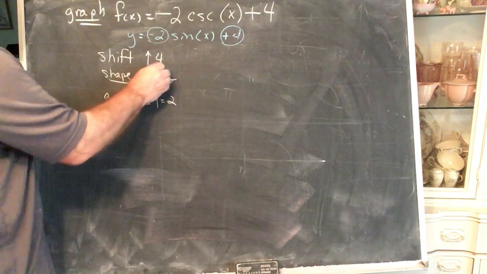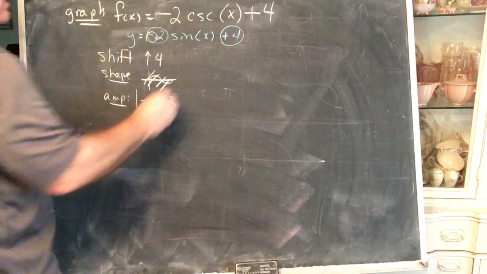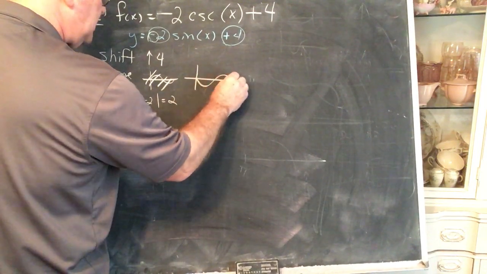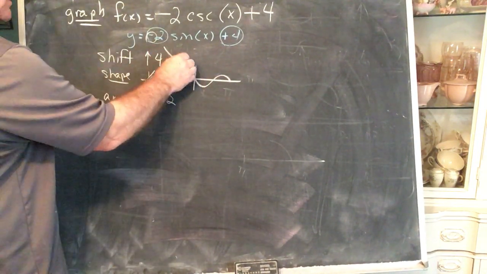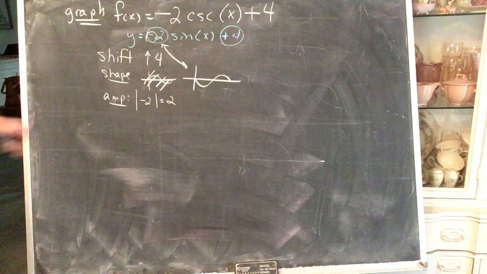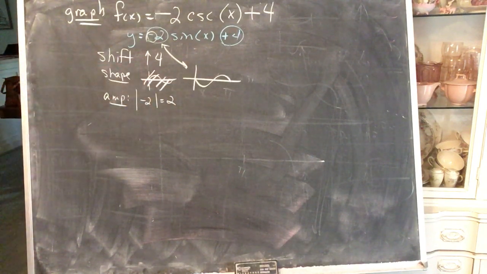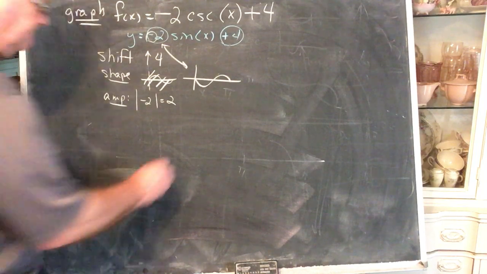This is not the shape. We're working with negative. That's the shape we're dealing with because the coefficient is negative. This is the basic shape. It's the negative sine curve. Catch my mistake. All right.